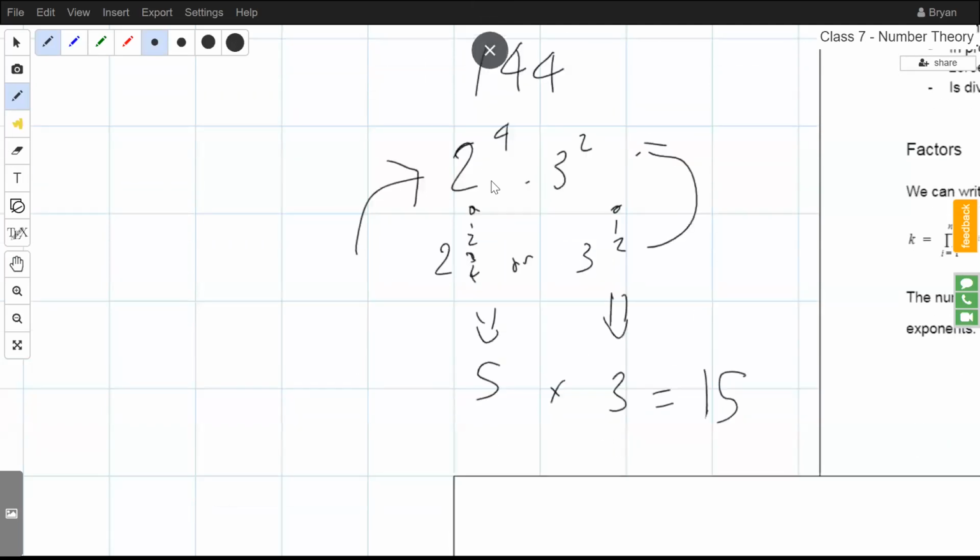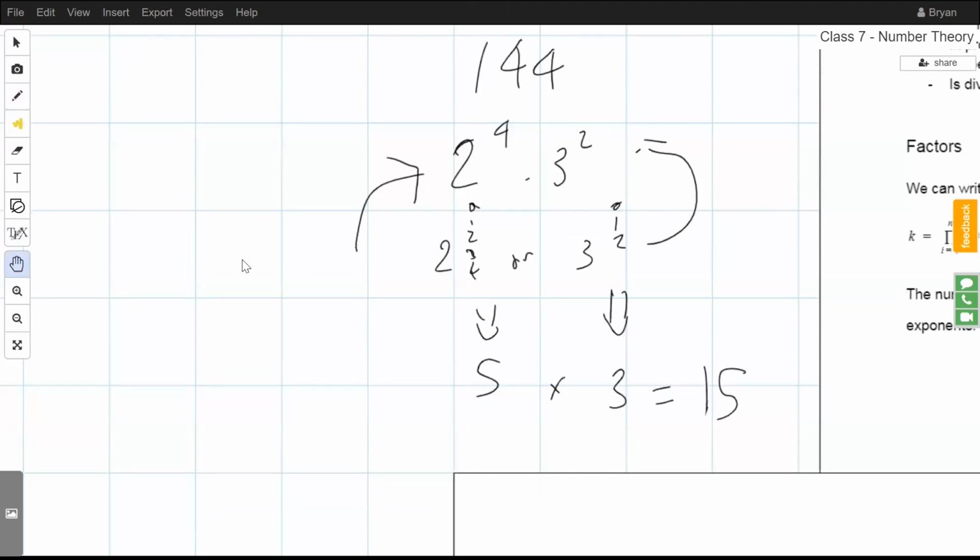So yeah, if you can understand how that works, very, very cool fact. Anyway, moving on.